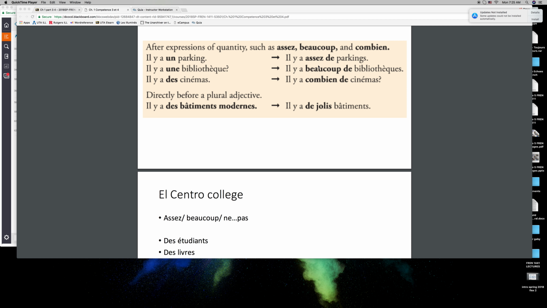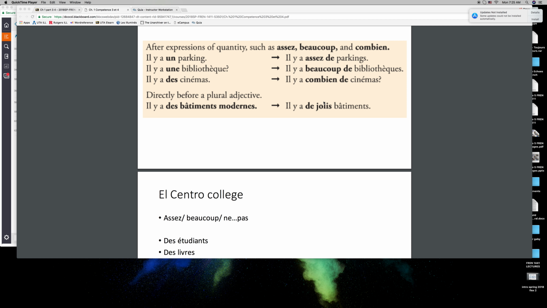And you see these are quantity words in French that use the DE. So there are how many parkings? There are enough parking places. Il y a assez de parking. Il y a beaucoup de bibliothèques. There are a lot of libraries. Il y a combien de cinémas? How many cinemas are there? Right? Okay. And you also use de when you have a word with an adjective that is placed before the noun.